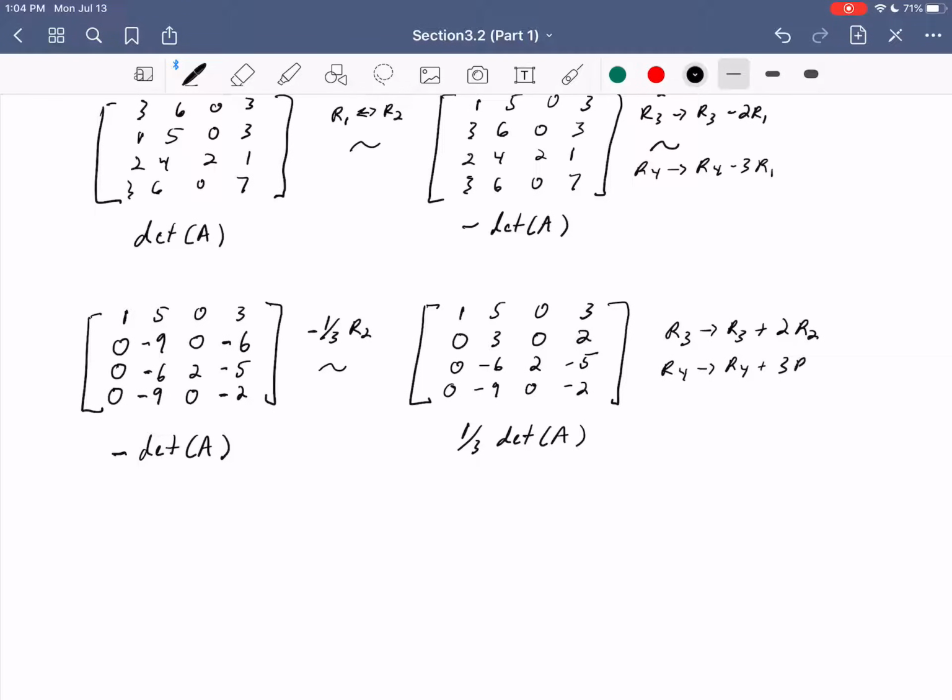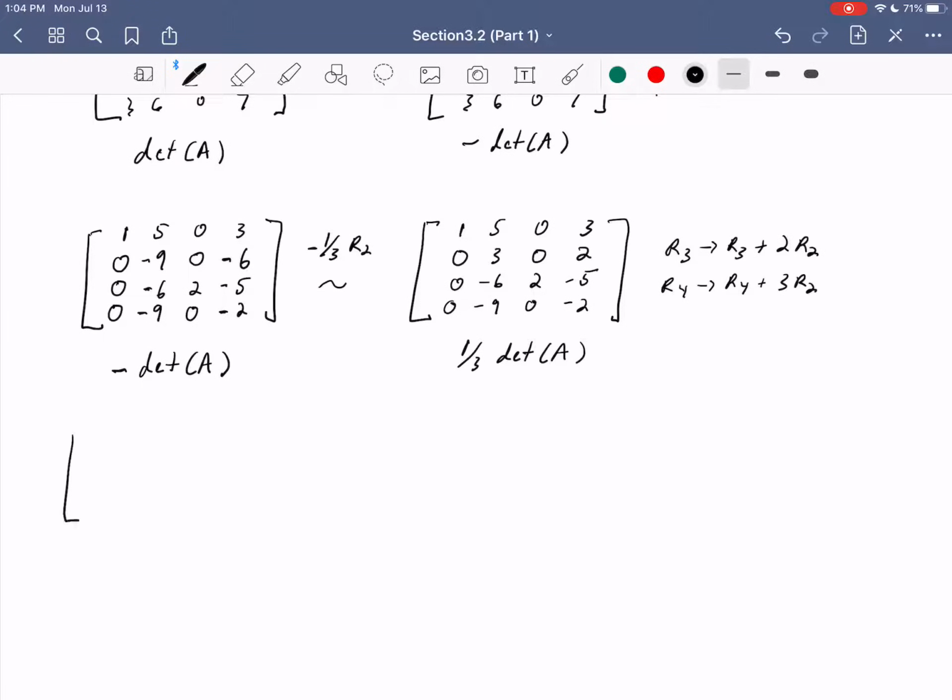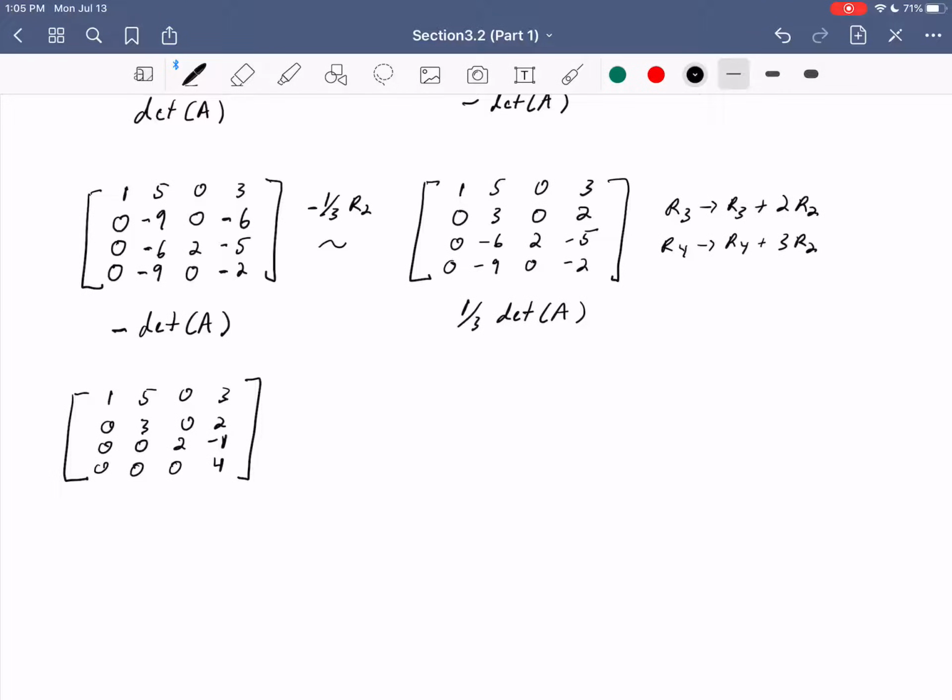So we have 1, 5, 0, 3, 0, 3, 0, 2, and then we're going to get 0, 0, 2, and then negative 5 plus 4, so negative 1. And then down here, we're going to get 0, 0, 0, and then that's going to be negative 2 plus 6, so we're going to get 4 there. Okay, there we go. That doesn't look too bad. And of course, these are the third type of elementary row operation, so they do not impact the determinant. So we have 1/3 the determinant of A still.